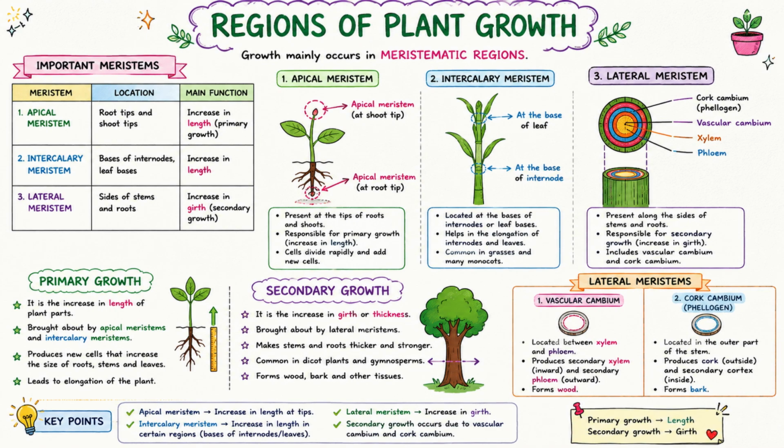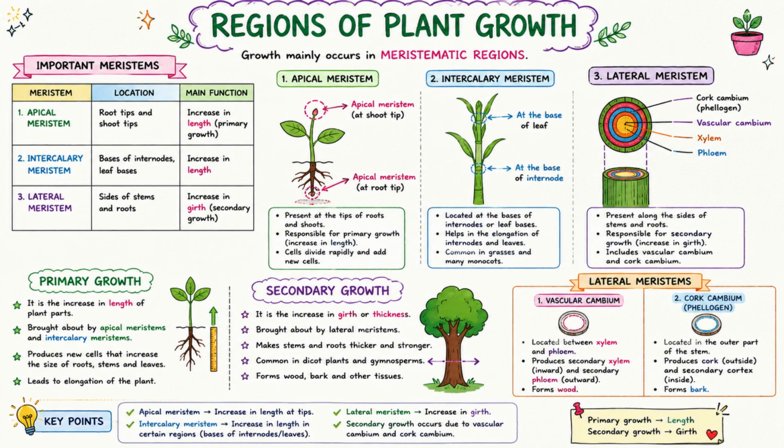Next is the intercalary meristem. Intercalary meristems are generally found at the bases of internodes or at the bases of leaves, especially in grasses. They help in increasing the length of internodes. This is why grasses can continue growing even after their tips are cut.